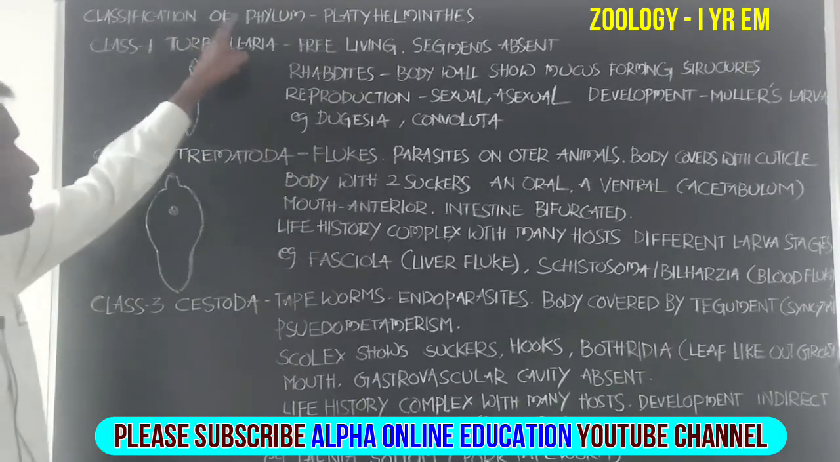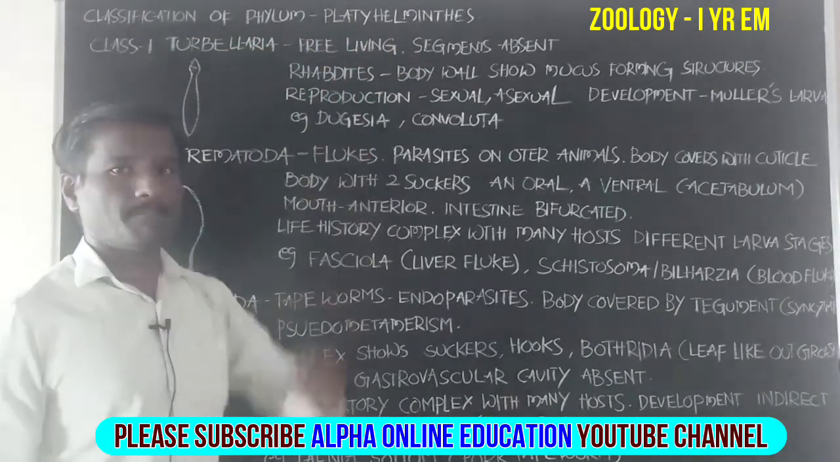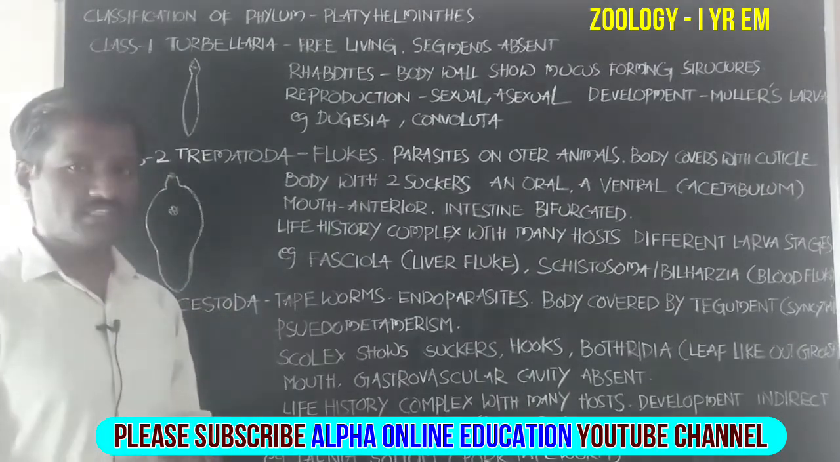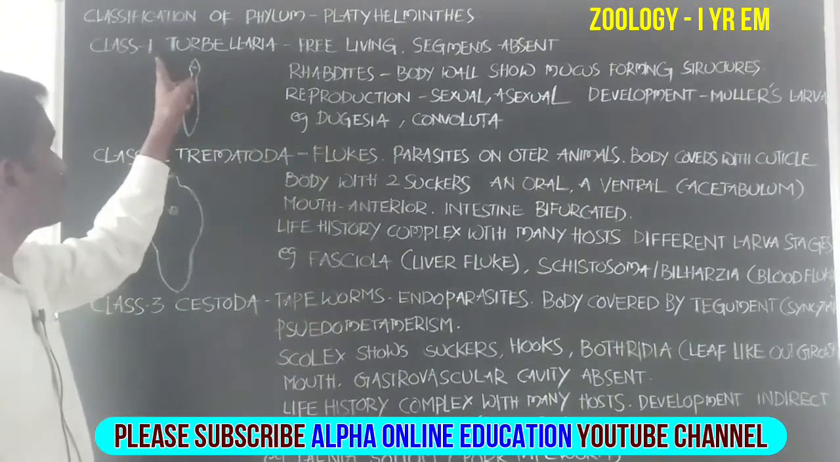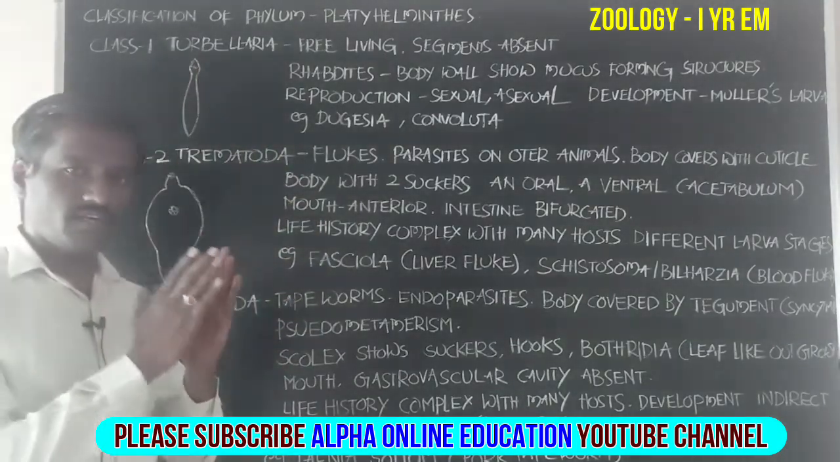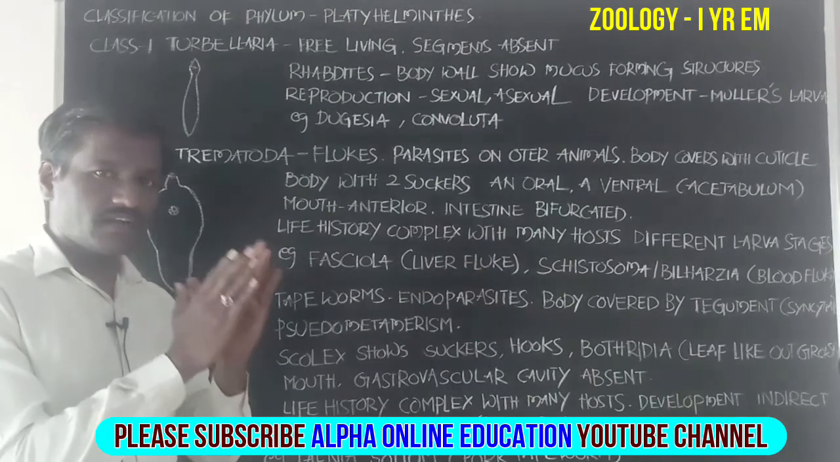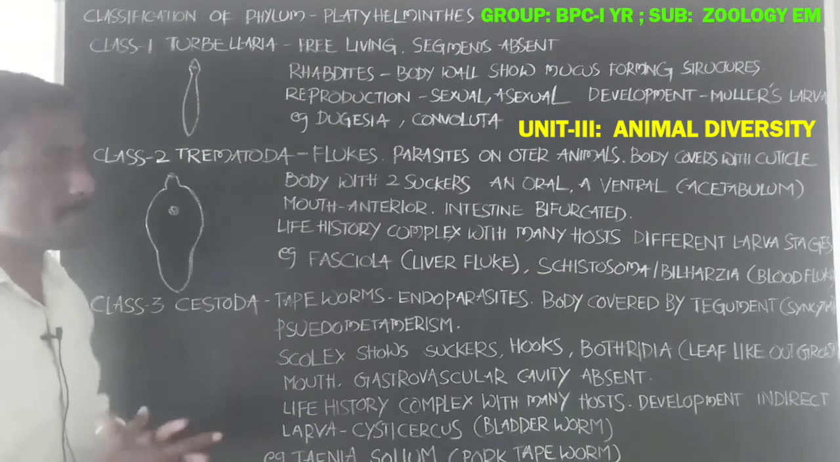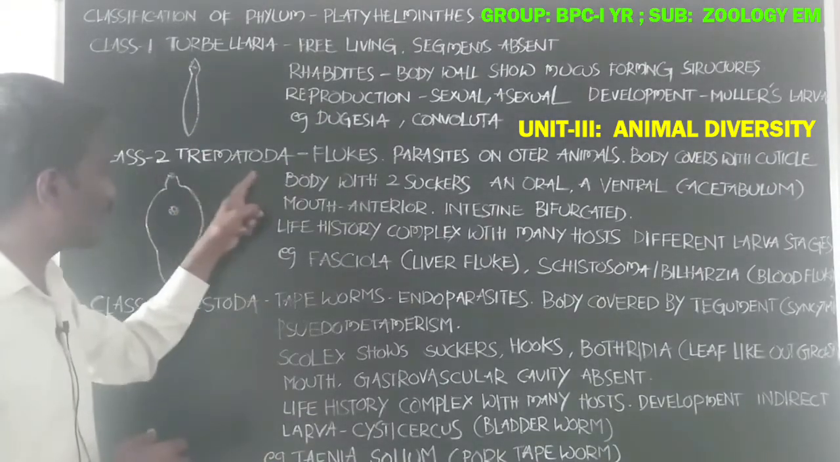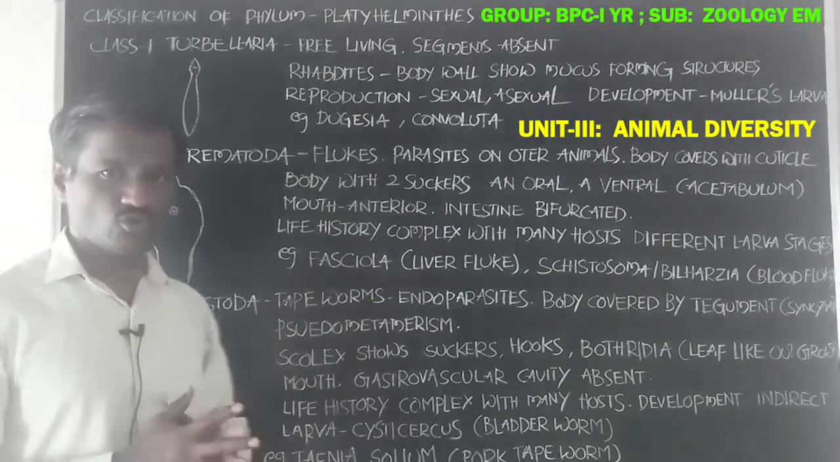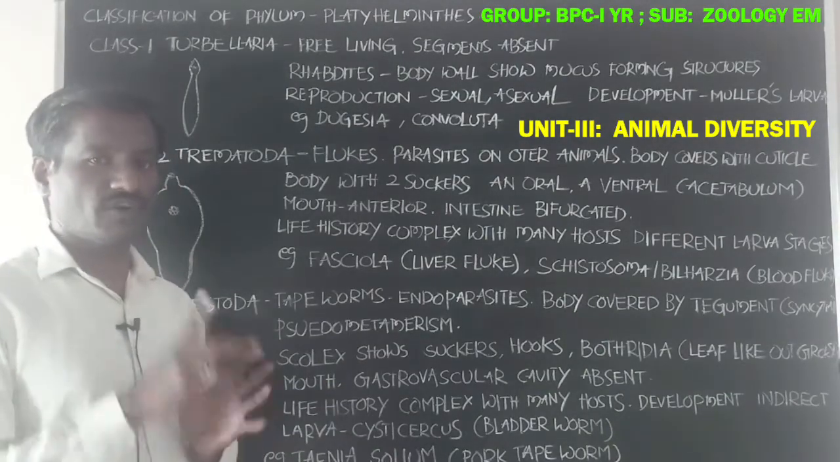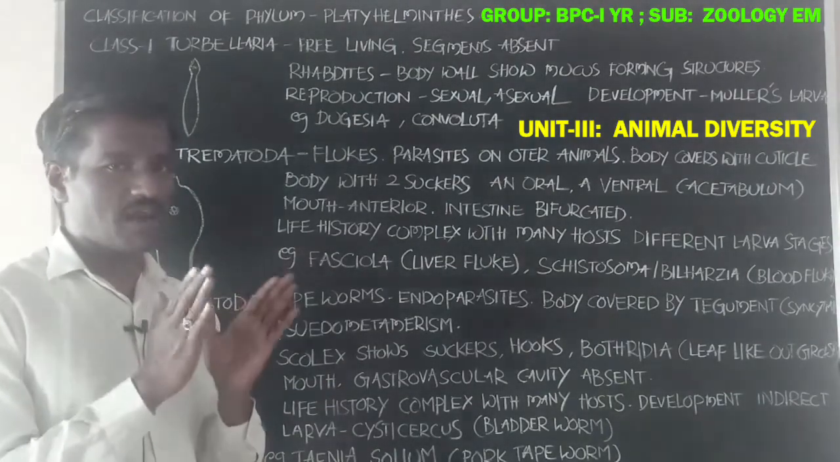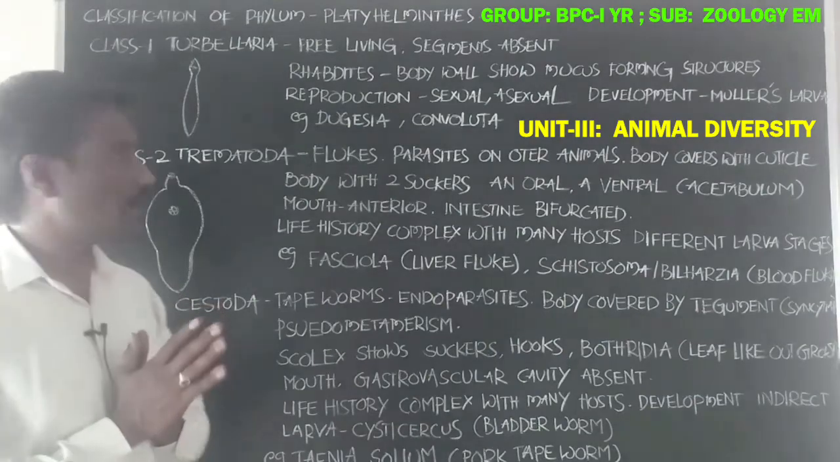Now, classification of the phylum Platyhelminthes. Platyhelminthes is differentiated into three classes: class 1 Turbellaria, class 2 Trematoda, class 3 Cestoda. What about the first one? Class Turbellaria.